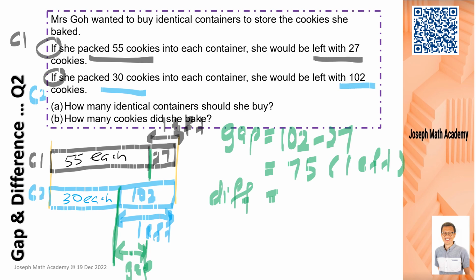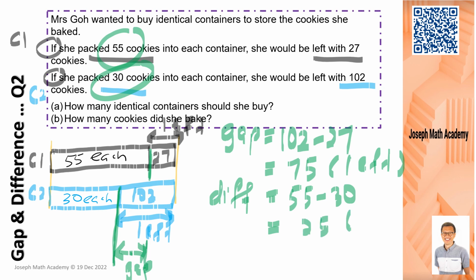First one, 55 cookies packed in a container, and the case 2 will be 30 cookies packed in a container. So we use these 2 values, subtract each other. So 55 minus 30. All right, that gives us 25. Okay, so this is the way it's actually referring to how they are packed.